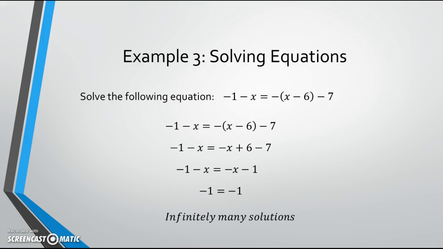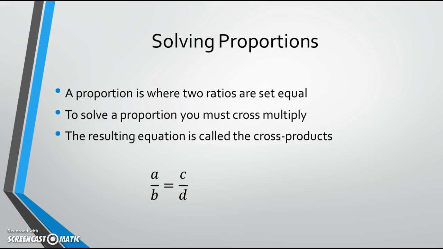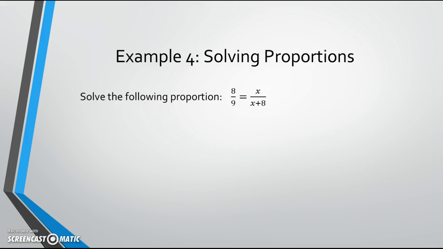Okay, so that's solving equations. Now let's look at what proportions are. A proportion is just two ratios set equal, meaning it's an equation setting two fractions equal. To solve a proportion, you must cross multiply, and the resulting equation is called the cross products. So here a over b equals c over d. Our cross product is a times d, which equals b times c. Okay, so let's see this with numbers.